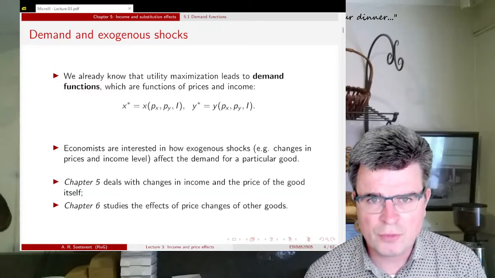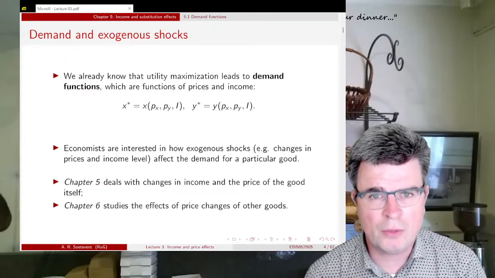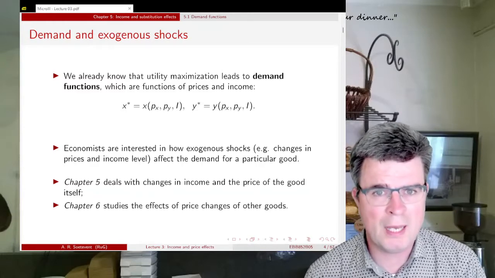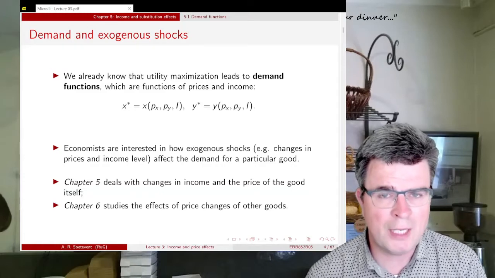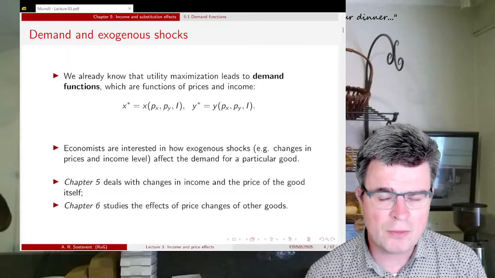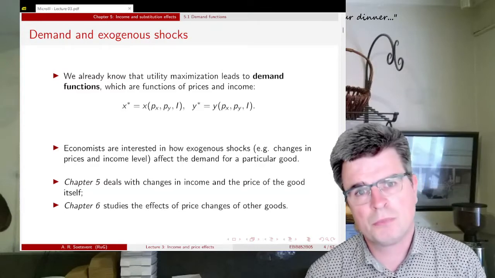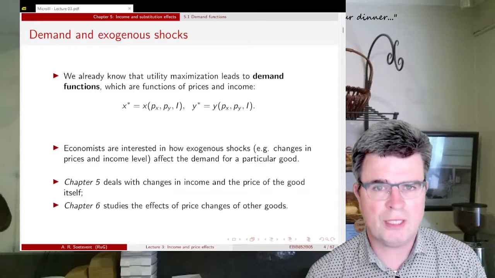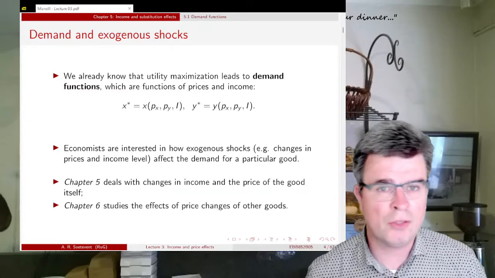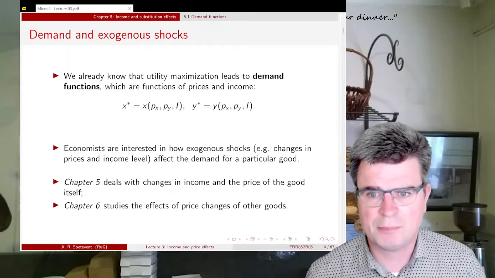Chapter 5 studies the question: what happens to the demand for a good, say good X, if the price of that good, Px, changes, or when the household's income changes? And chapter 6 deals with the question: what happens to the demand for a good, say good X, if the price of another good, say good Y, changes? That, in a nutshell, is the content of chapter 5 and chapter 6.